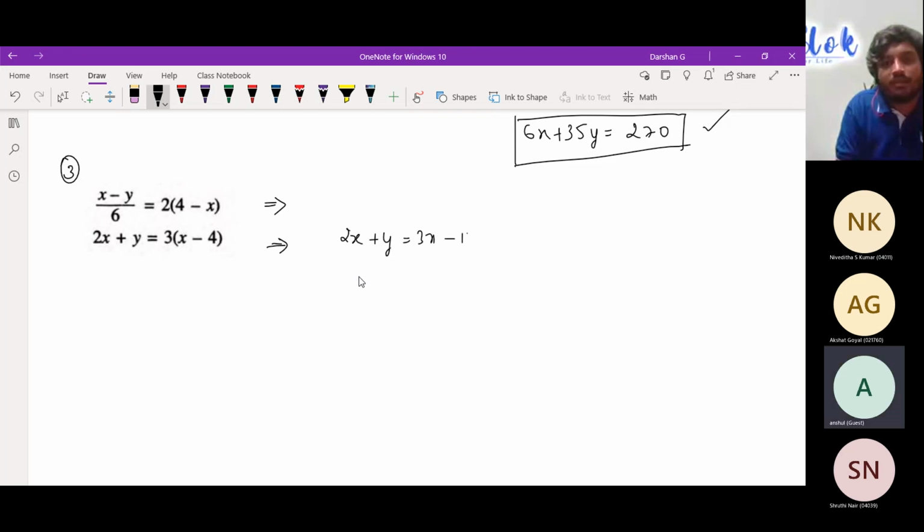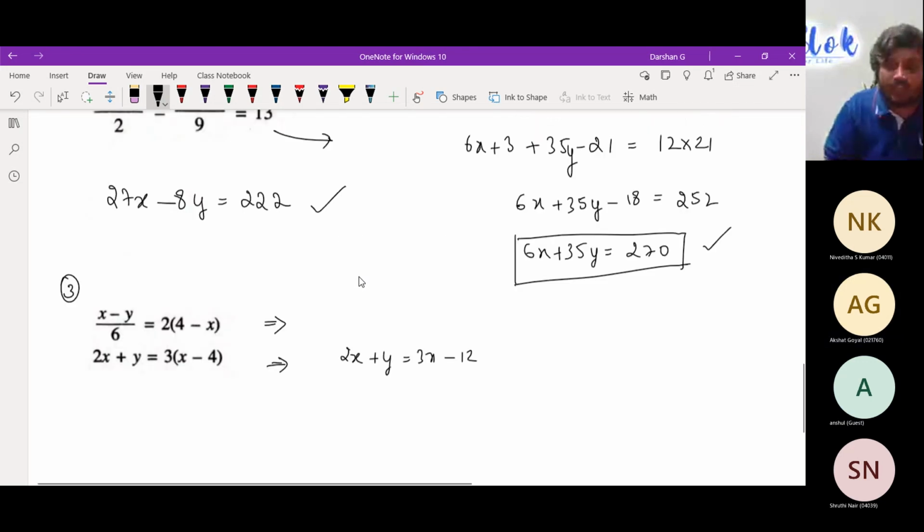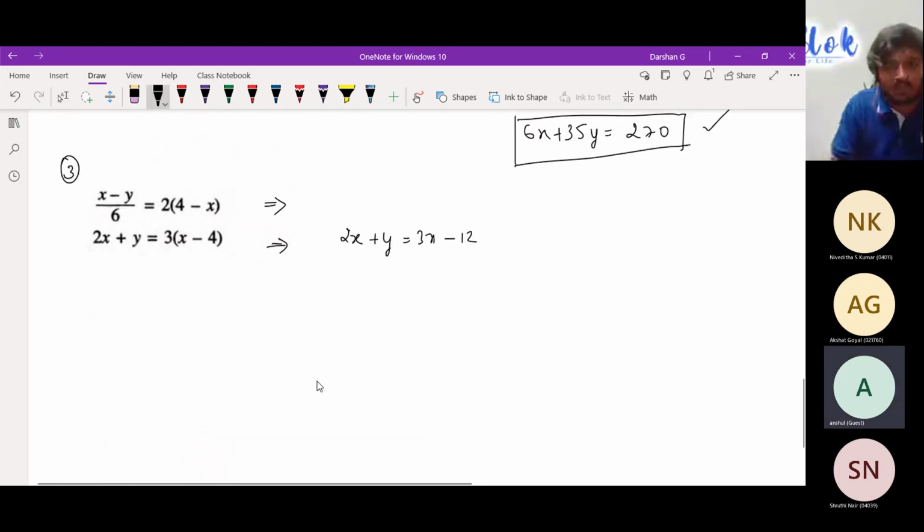Oh, sir, minus. 6 was for the previous one. Okay, for the previous one, you were finding the previous. Okay, fine. Yes, sir. So you'll get the equation as 2x plus y equals 3 bracket x minus 4 if you simplify it further, or you can just leave it as 3x minus 12. Okay, I want something like ax plus by equals c, something like this.